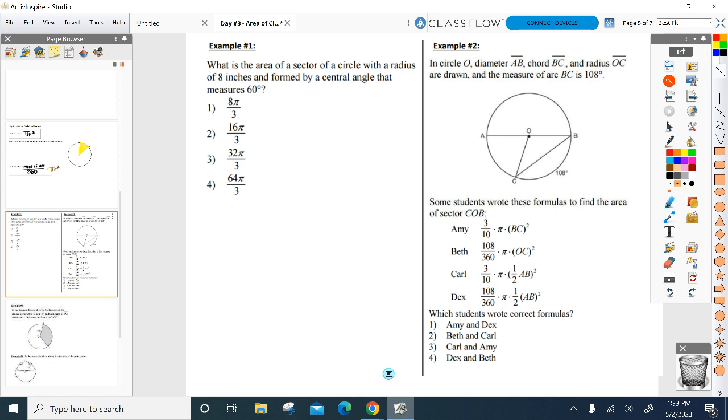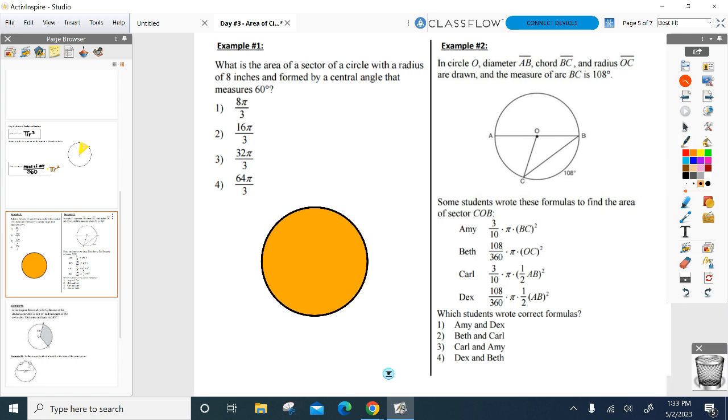Sector of a circle, radius 8 inches, central angle that measures 60 degrees. All right, quick visual. The central angle comes from the center. That's 60 degrees, with a radius of 8 inches. How about the sector that is formed there? We're looking for this area right here. What's the area of this sector?